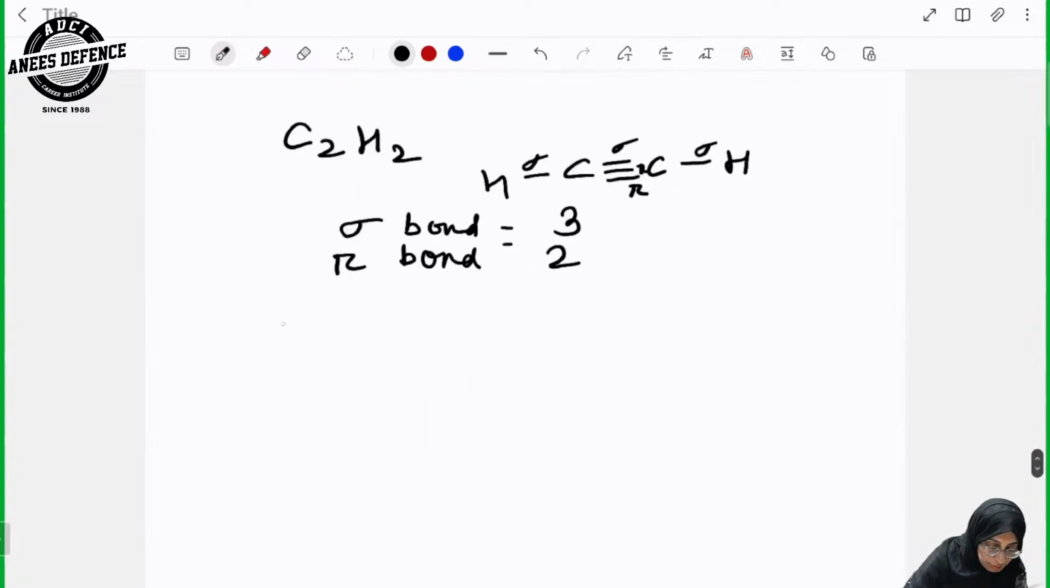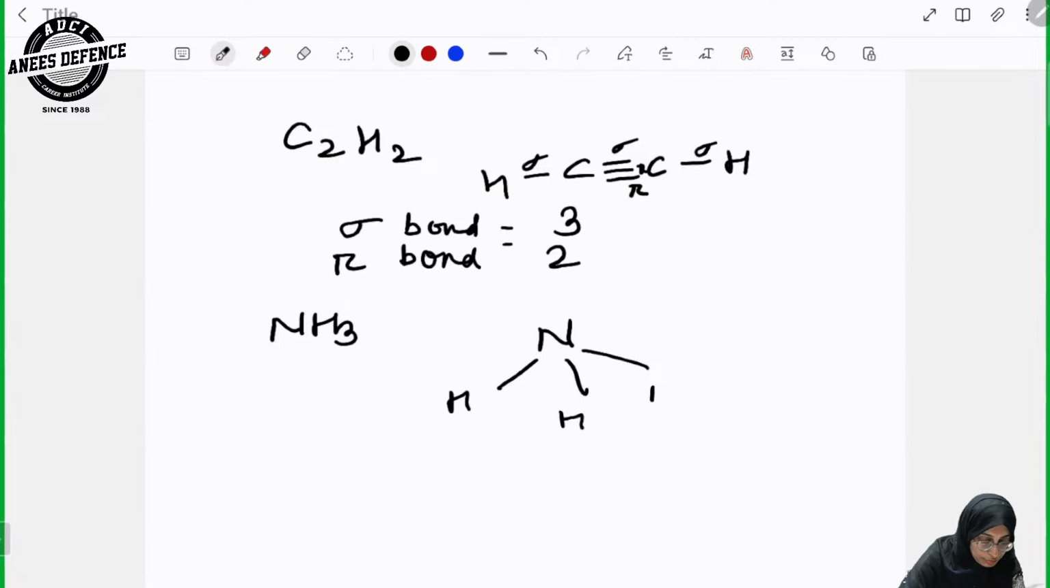Now you have to find out the number of sigma bonds and pi bonds in NH3. How will you find? First, write the structure of NH3. Number of sigma bonds: 1, 2, 3. Pi bonds: 0. No pi bond.